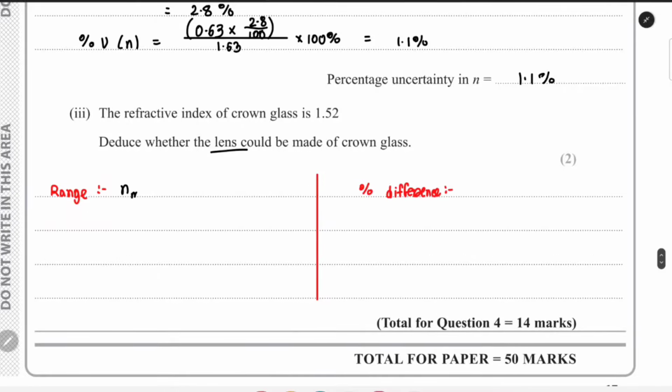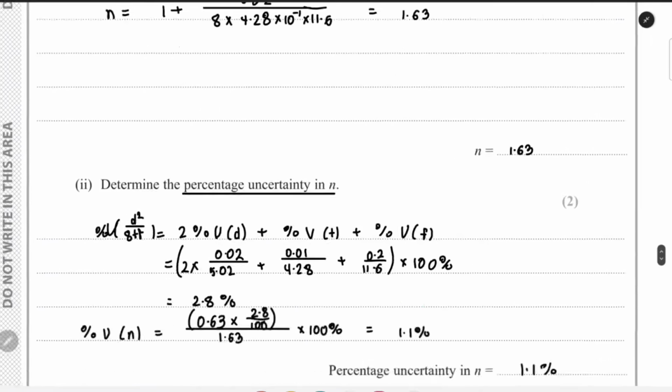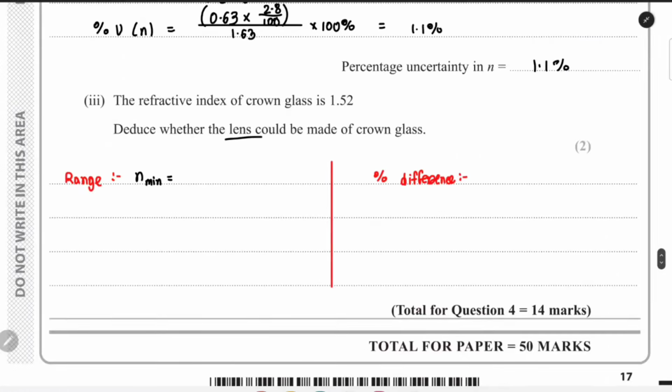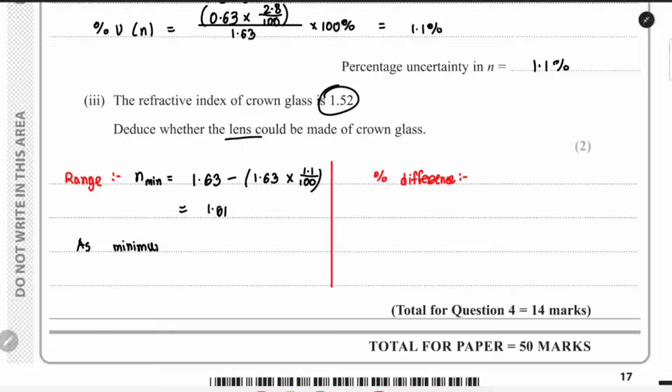So the minimum n for the thing we were experimenting with would be 1.63 minus 1.63 times 1.1 by 100, which would be 1.61. This is not in the range, so if the minimum refractive index is 1.61, 1.52 is even less than that, so this couldn't have been crown glass.